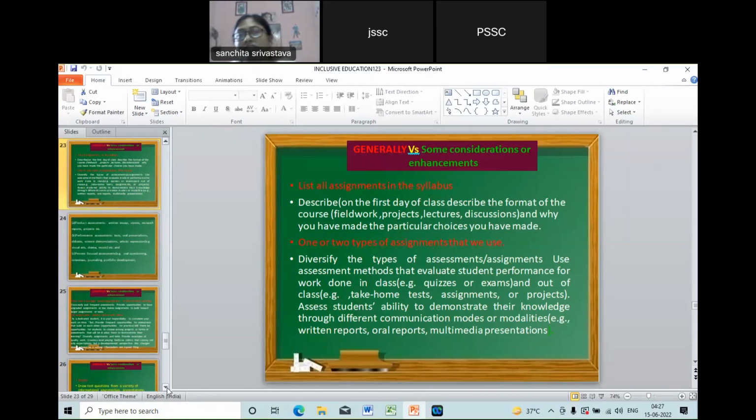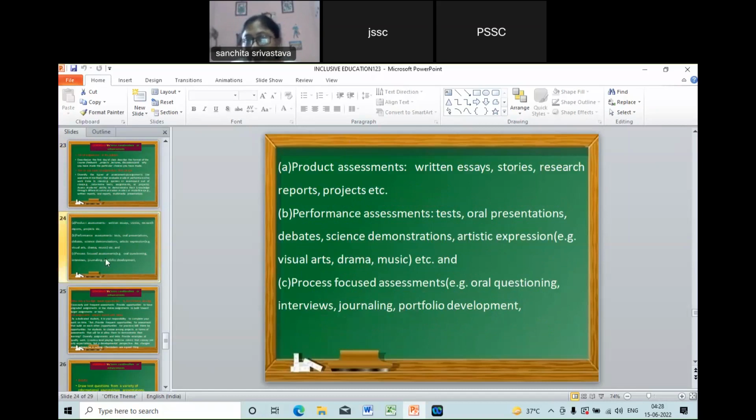Okay. Now you see what are the various types of assessment. Assessment can be categorized into 4 parts. What is product assessment? Written essays, stories, reports, projects, everything. Performance assessment: test, oral presentation, debate, demonstration. These are the various types. And the process-focused assessment: questioning, interviewing, journaling, portfolios, development, that way.